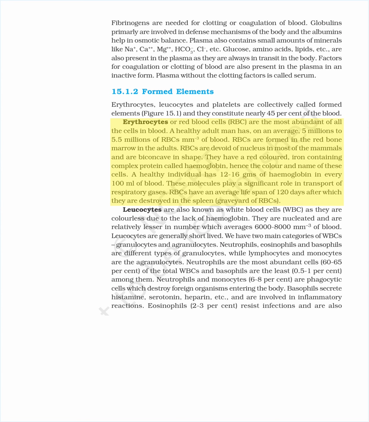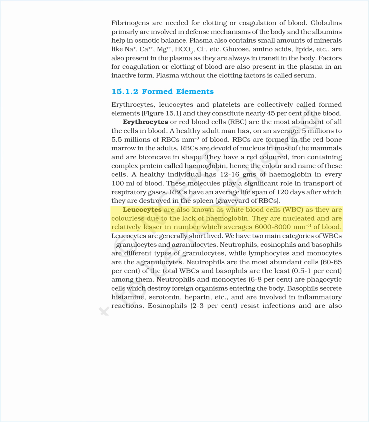RBCs are devoid of nucleus in most of the mammals and are biconcave in shape. They have a red-colored, iron-containing complex protein called hemoglobin, hence the color and name of these cells. A healthy individual has 12 to 16 grams of hemoglobin in every 100 milliliters of blood. These molecules play a significant role in transport of respiratory gases. RBCs have an average lifespan of 120 days, after which they are destroyed in the spleen, the graveyard of RBCs.